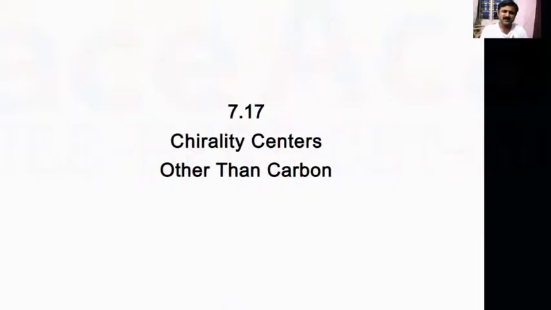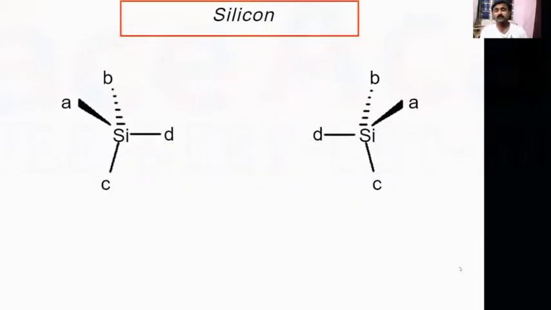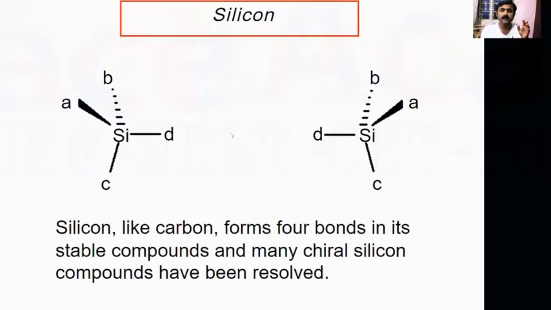Chirality centers other than carbon. Carbon is not the chiral atom here; a silicon is there, example here. Around silicon, A, B, C, D are there. Silicon forms 4 bonds in its stable compounds, and many chiral silicon compounds have been resolved.